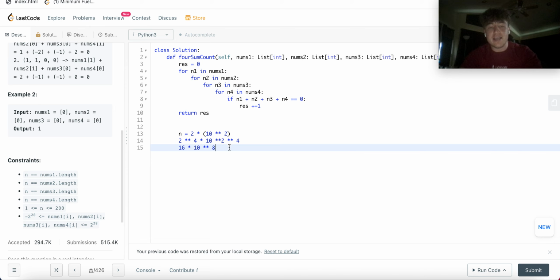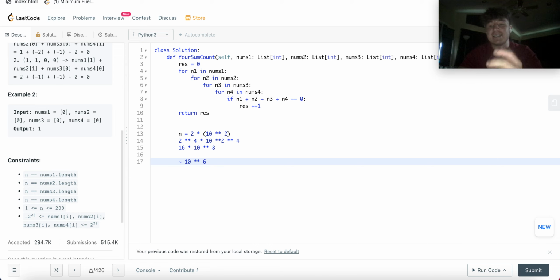When we look at this and say, okay, if we do this brute force approach, we'll get 16 times 10 to the 8 operations. That's our worst runtime complexity, and that exceeds what is acceptable given Leetcode. Usually approximately 10 to the 6 is the limit, right? That's the most operations that we can execute prior to reaching a time limit exceeded.